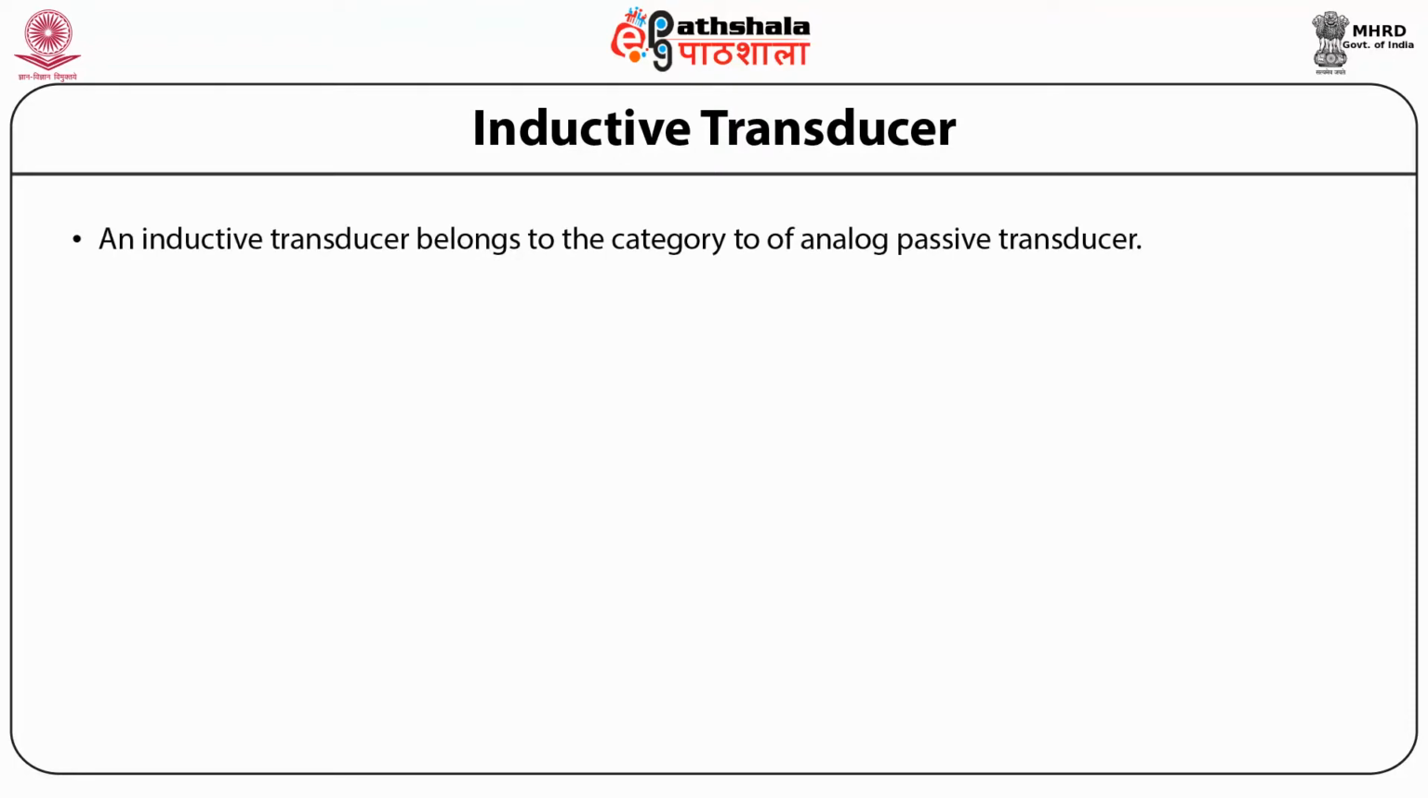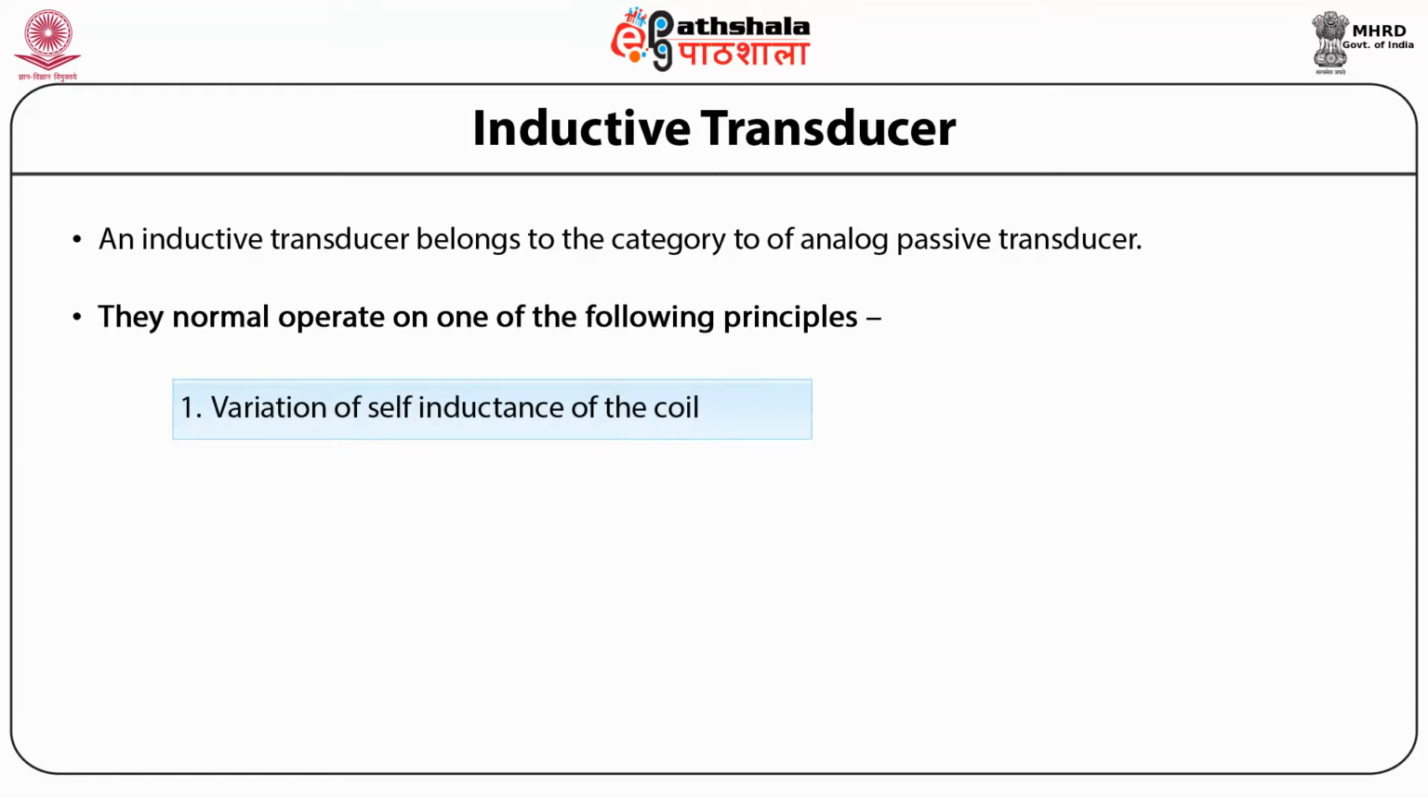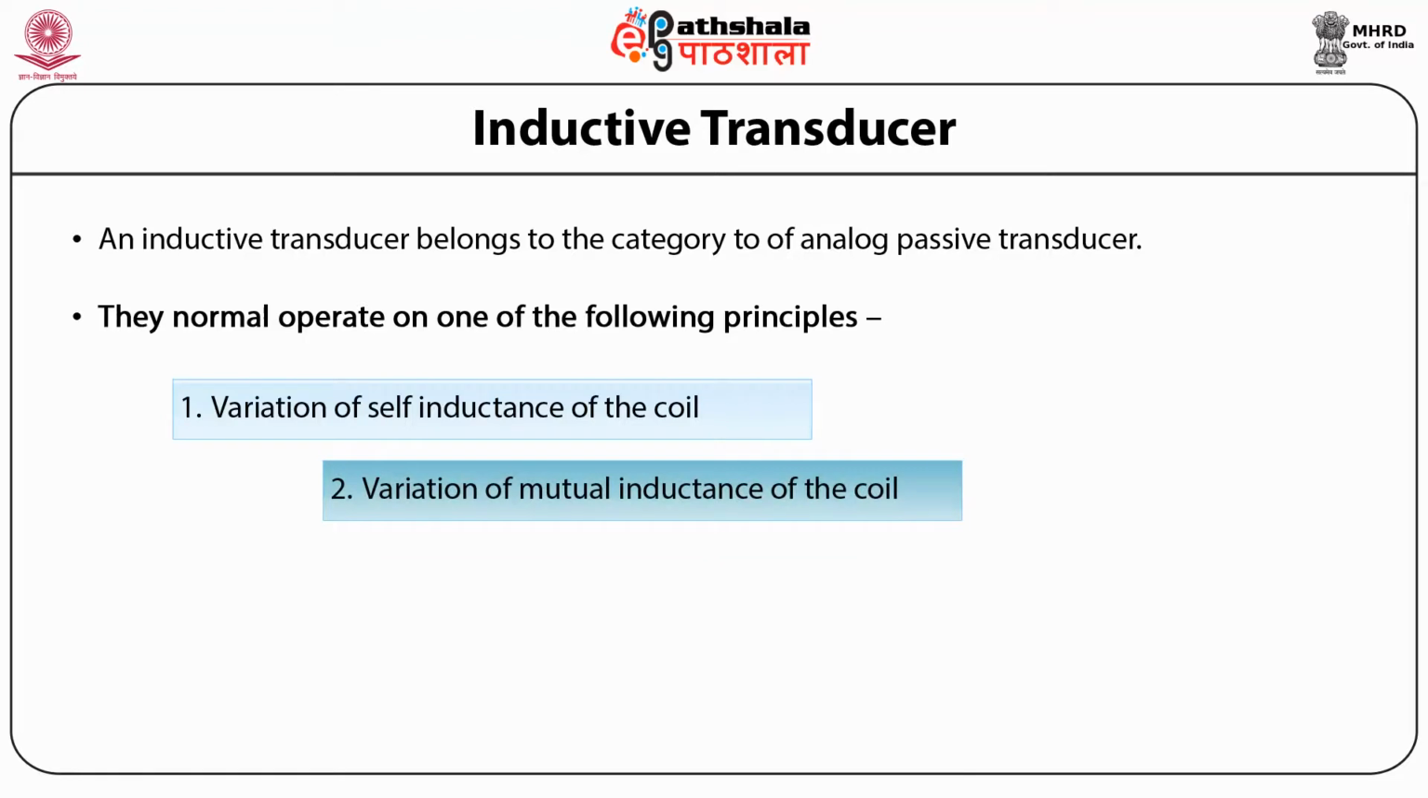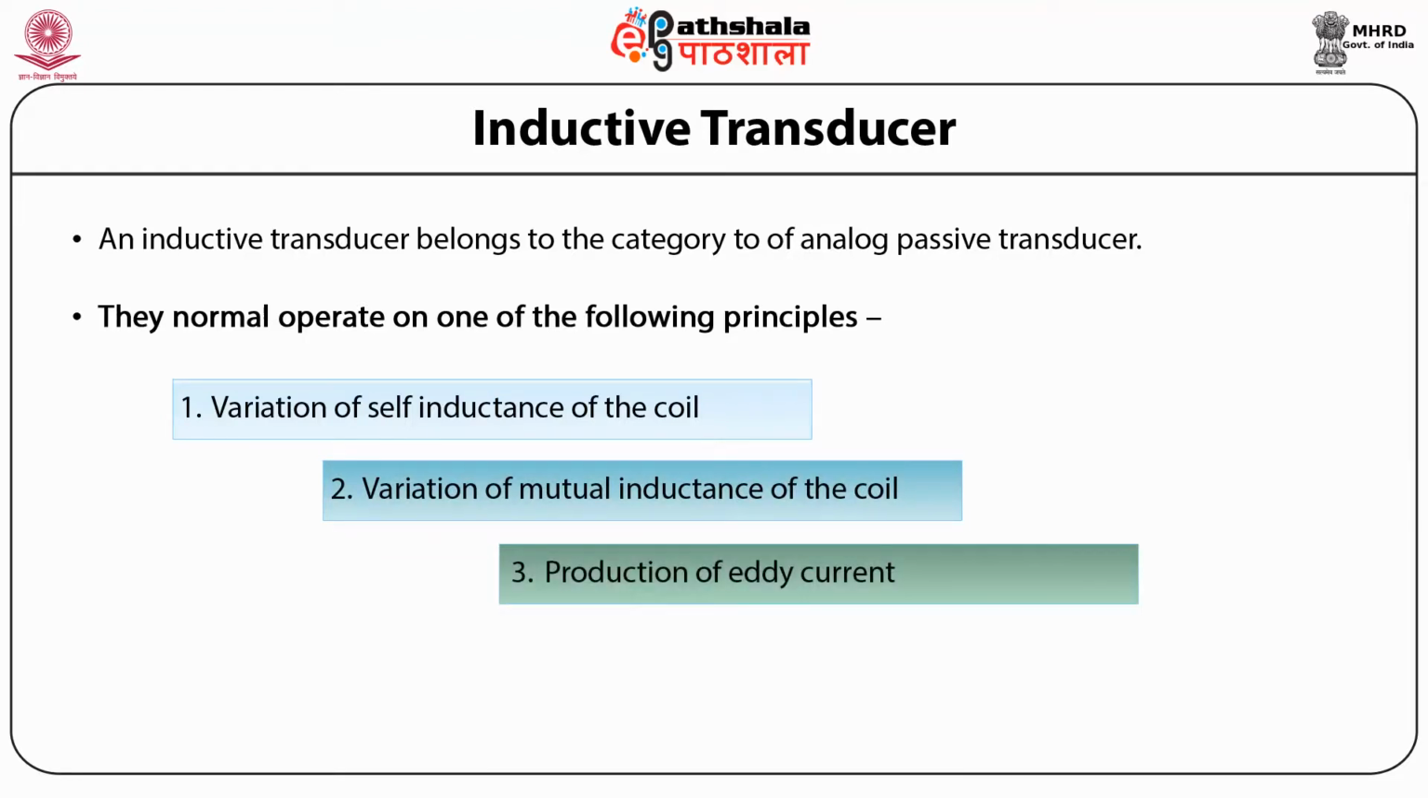Inductive transducer. An inductive transducer belongs to the category of analog passive transducers. They normally operate on one of the following principles. First is variation of self-inductance of the coil. Second is the variation of mutual inductance of the coil, and third would be production of eddy current. Let us look at these principles one by one.